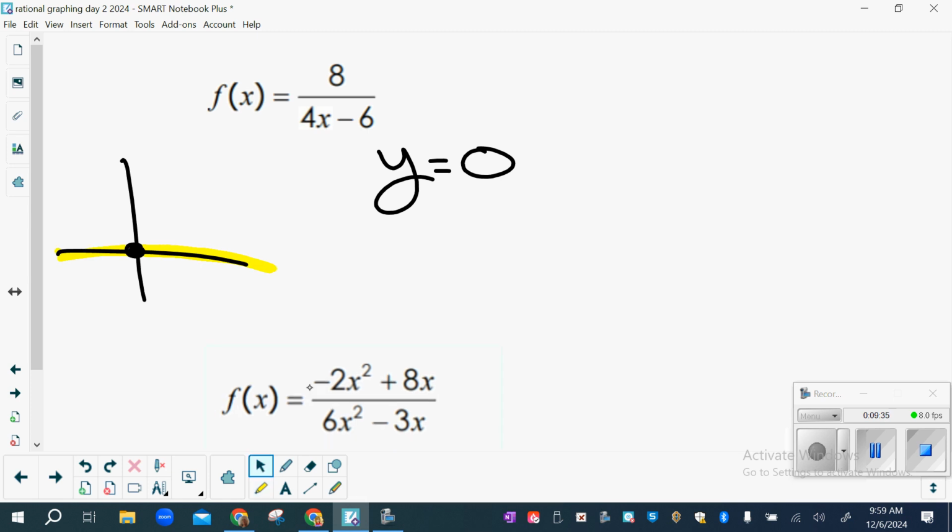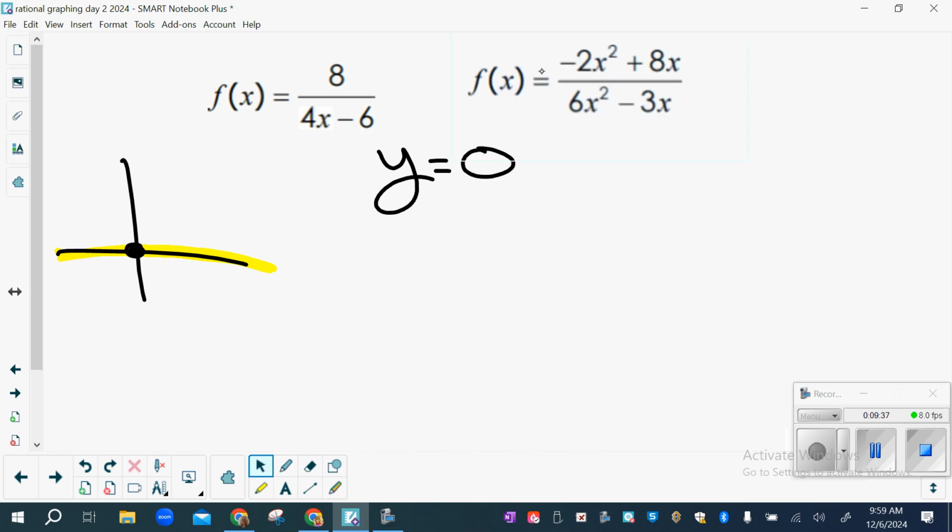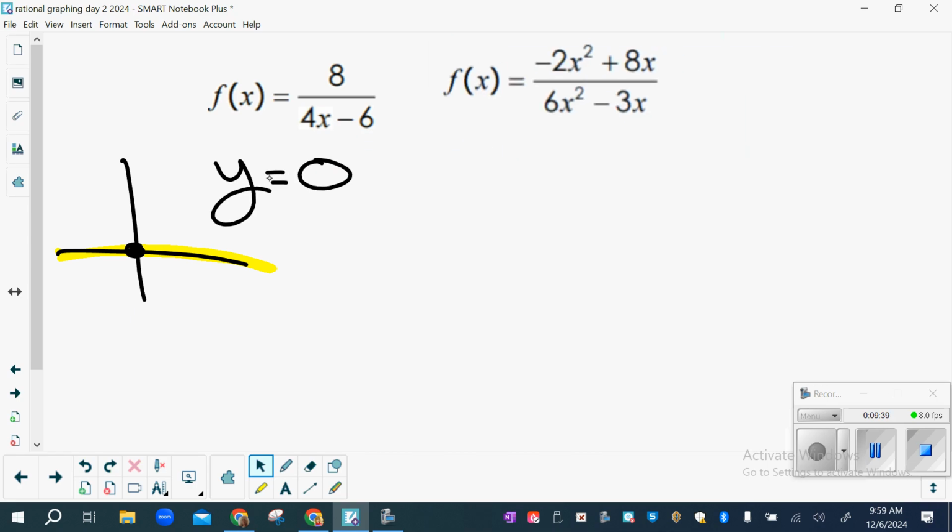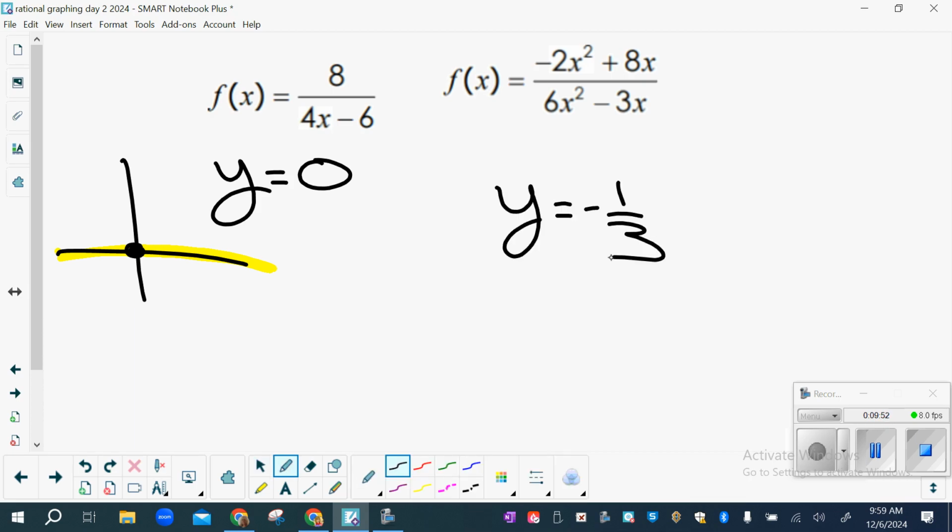How about our last one? Can you do the last one? What's our asymptote on this one? If you said, hey, even Steven, y equals negative 1/3, you are fired. People kept saying, why didn't you teach us this already? It's not hard. It's a lot. So here's what we're going to do.